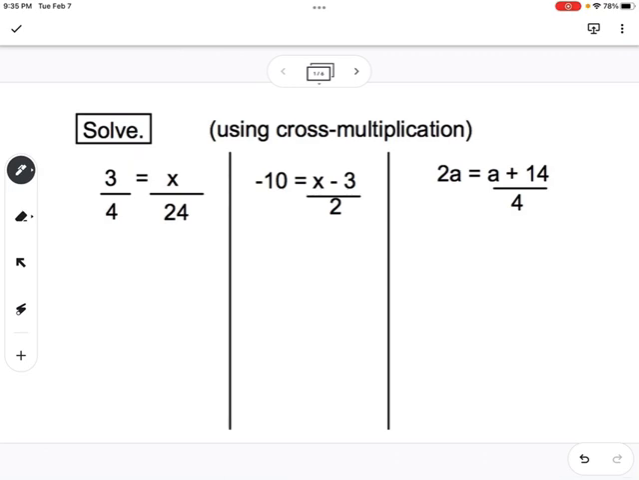So we want to cross multiply here. Cross multiply means across the equal sign, we multiply. So 4 times x and 3 times 24. So 4x equals 3 times 24. 4x equals 72. Now between the 4 and the x is multiplying. We do the opposite to get it to the other side. So we are going to have 72 divided by 4. And our answer, x equals 18.